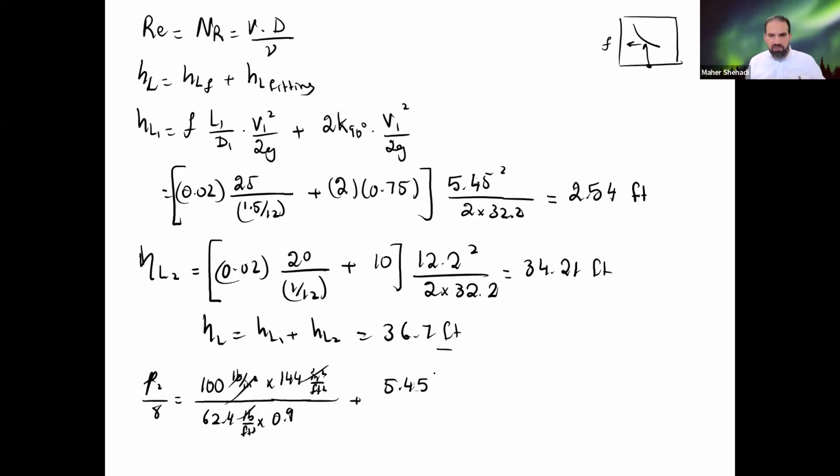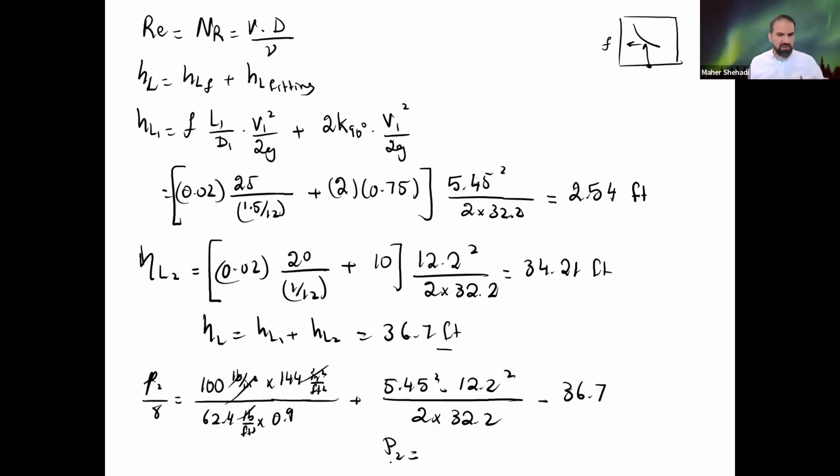plus V1 is 5.45 squared minus 12.2 squared, that's the two velocities, divided by 2 times 32.2, minus the head loss that we just calculated. After we find the answer, we will multiply it one more time by gamma, and we will solve for P2.